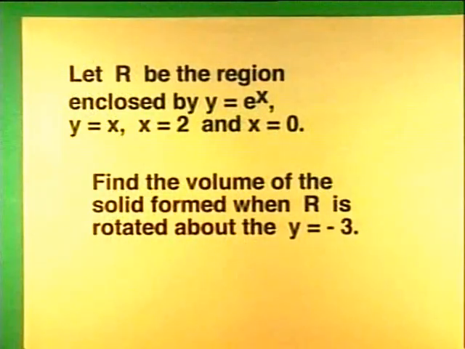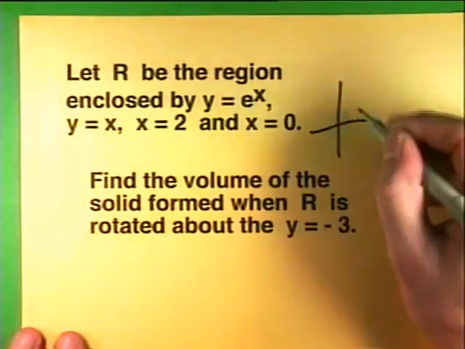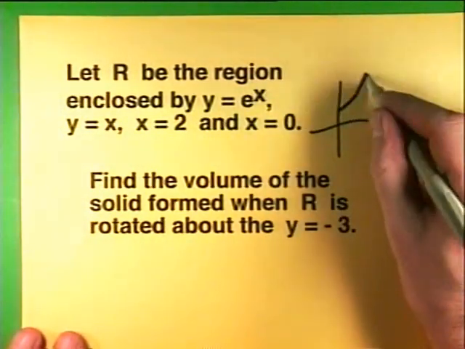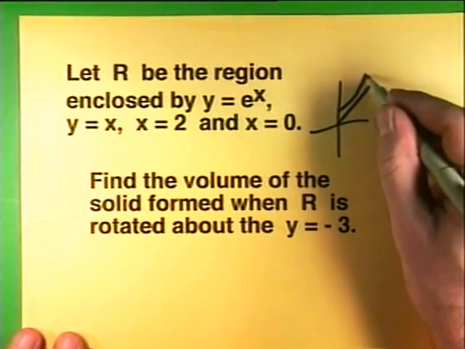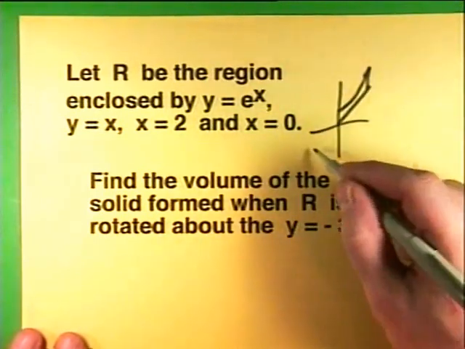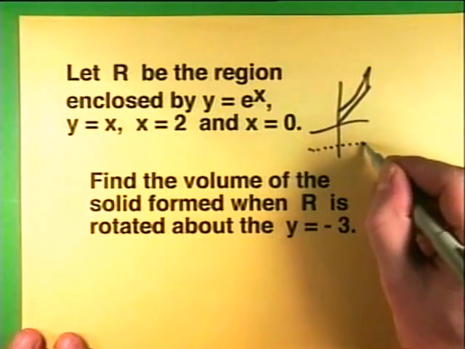Hey, Rodrigo, got a great problem for you. And I know that Ms. Brzezinski teaches us a little bit differently, and it's really cool the way she teaches it. So you're going to have to show everybody how she teaches it. E to the x, y equals x, and x equals 2. Rotate about the line y equals -3.